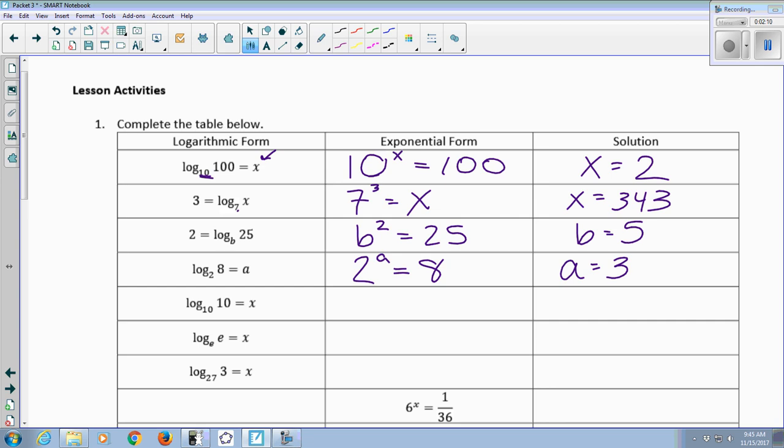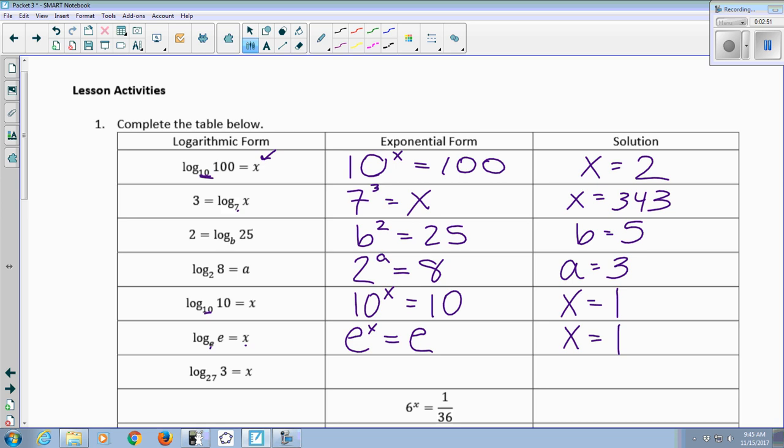And log base 10 of 10 equals x. So my base is 10, the little subscript there, that's my base. My exponent is what the log equals, so that's the x, equals the remaining 10 from the equation. So 10 to what power gives you 10? Well, that would be the first power, x equals 1. Now, e is my base, the little subscript is my base, the exponent is the x, because the log equals the exponent, and that equals the remaining number in the equation, e. E to what power equals e? Well, this is very similar to the last one, e to the first power equals e.